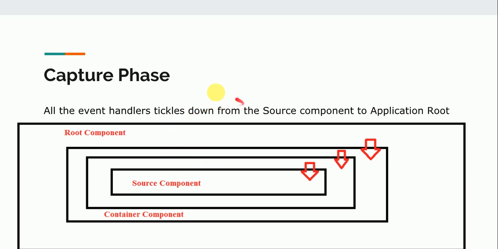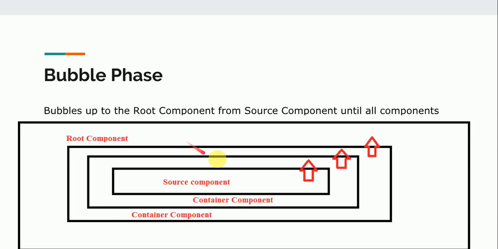As you see, the capture phase trickles down from the source component to the application root. The opposite is the bubble phase. The bubble phase always bubbles up from the source component to the root component until all components have been traversed, or we have called event.stopPropagation. That means we are stopping the event at that particular component.